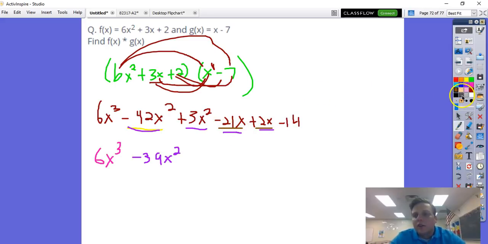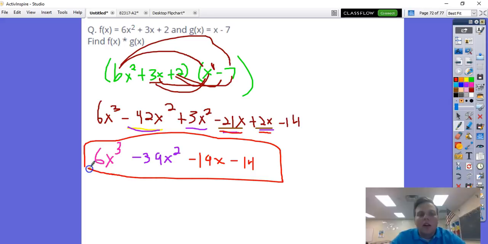Let's change it to a different color. We'll use red. All right, here and here. So negative 21x plus 2x is negative 19x. And then we have the last number, which is minus 14. And there we go. There is nothing else we can do, since all it asked us to do was to multiply the two functions. All right, last example.